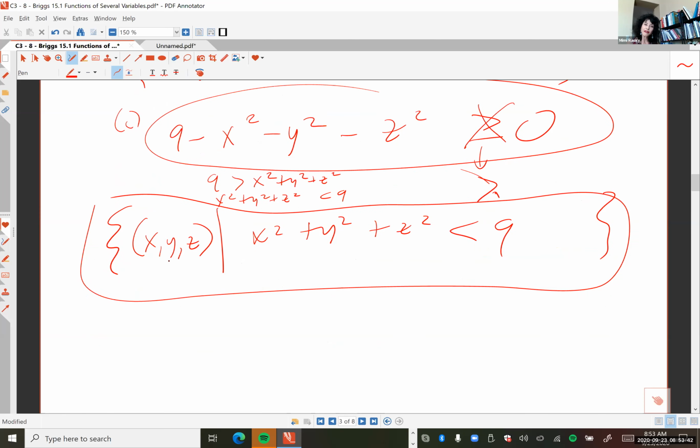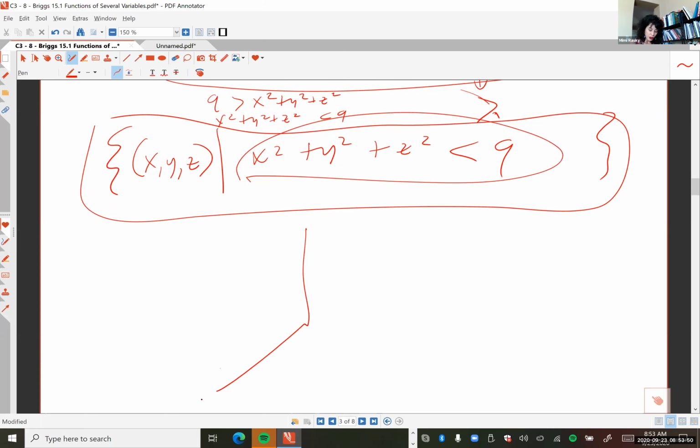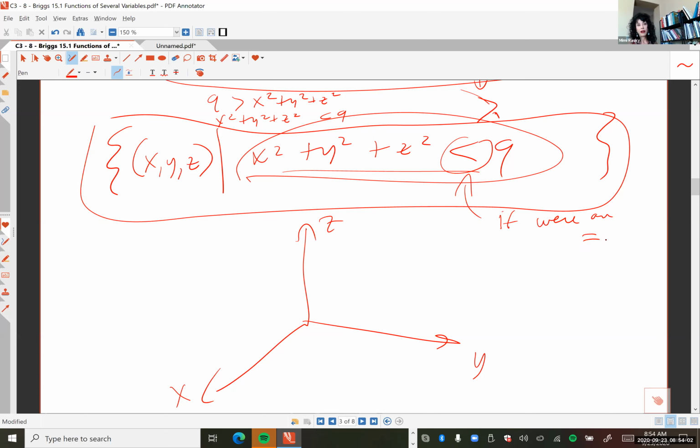Now, what if I had to graph that? You can actually graph the domain. You can't graph the actual function, but you can graph the domain because that's in 3D. I hope that everybody in the room would be able to graph this equation if this were an equals. If this were an equals, what would this graph look like for this equation? Is that a sphere? Yes, thank you. Centered at the origin of radius 3, right?